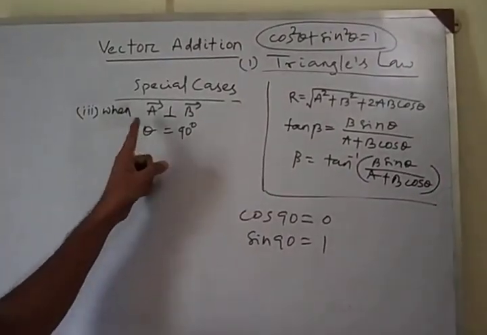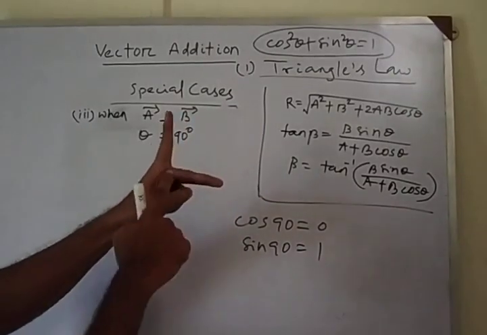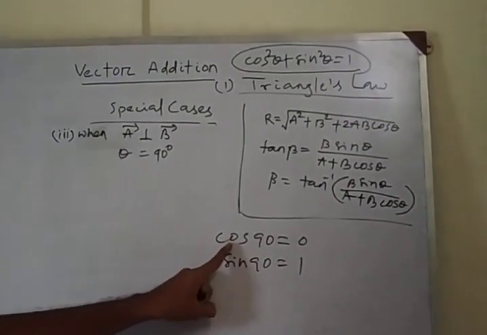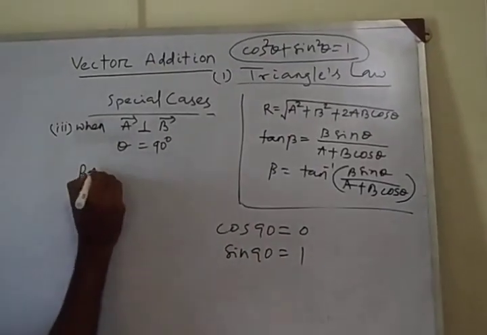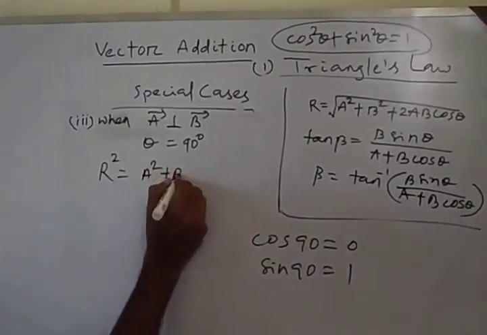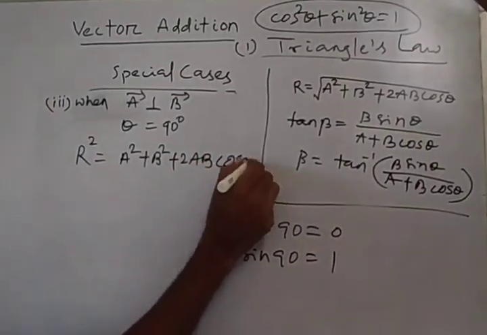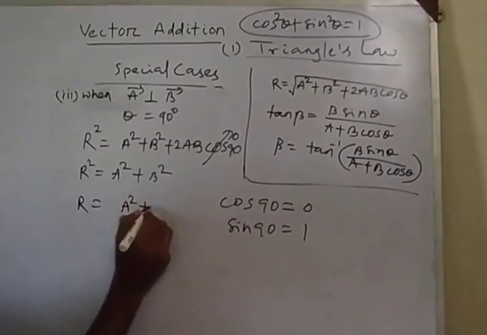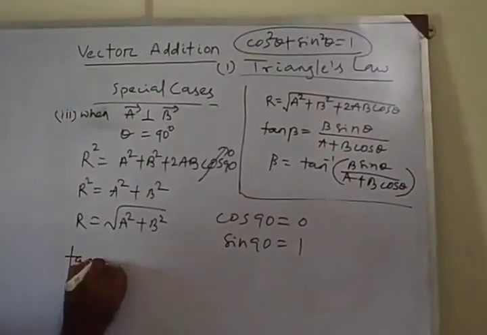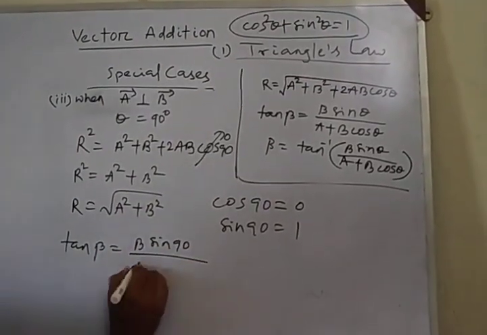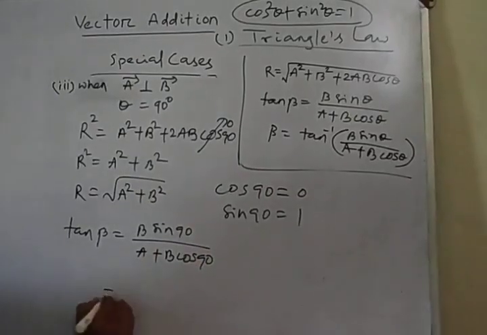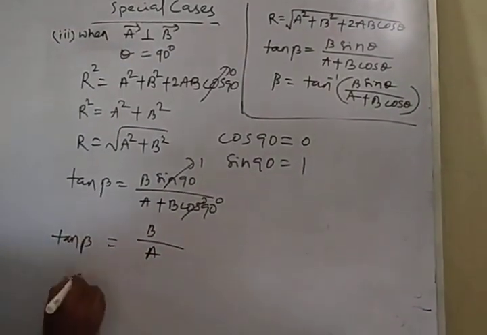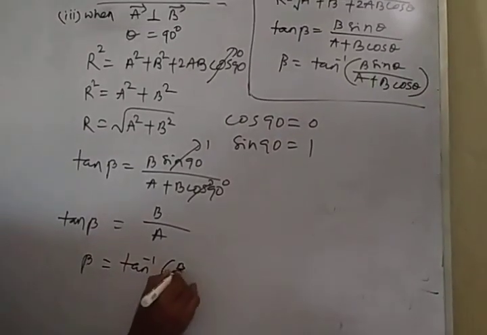Now my third case is when vector A is perpendicular to vector B. This is the A vector, this is the B vector. The angle between them is 90 degrees. So cos 90 is 0 and sin 90 is 1. So r square equals a square plus b square plus 2ab cos 90, and cos 90 is 0. So r square is a square plus b square, so r equals the square root of a square plus b square, and tan beta equals b sin 90 by a plus b cos 90. Now sin 90 is 1, cos 90 is 0, so this will be b by a. Tan beta equals b by a, beta equals tan inverse b by a.